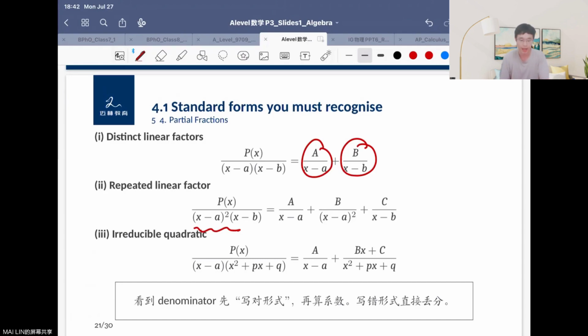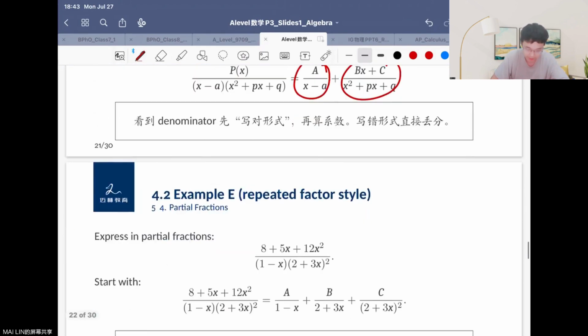And for the third one, we can say that is px over x minus a times x squared plus px plus q. We can divide it into two parts: a over x minus a, and bx plus c over x squared plus px plus q. That is for this kind of equation.